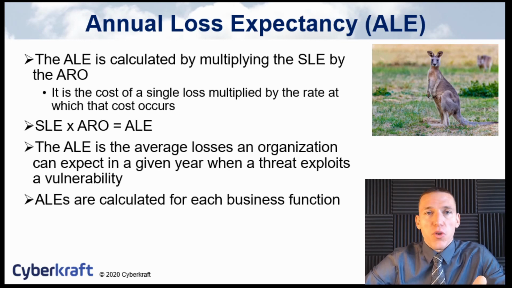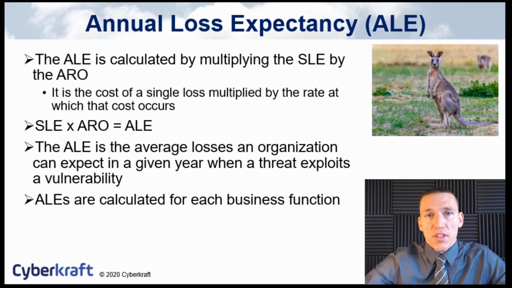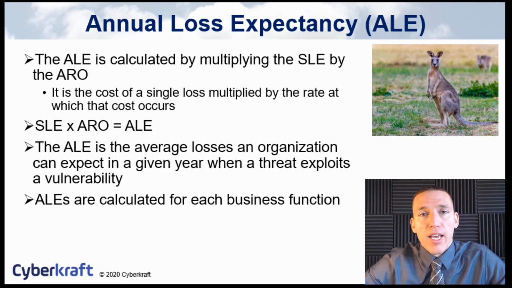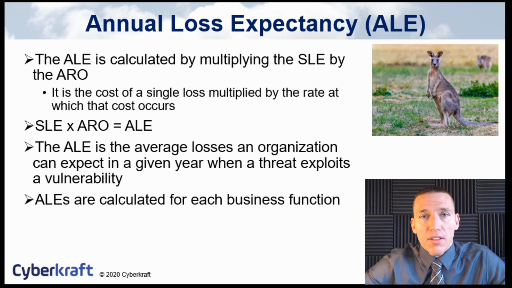So think about it this way: if you have an outage that costs the organization $10,000 every time a server goes offline, and that server is expected to go offline twice a year, annually, you're expected to lose $20,000.